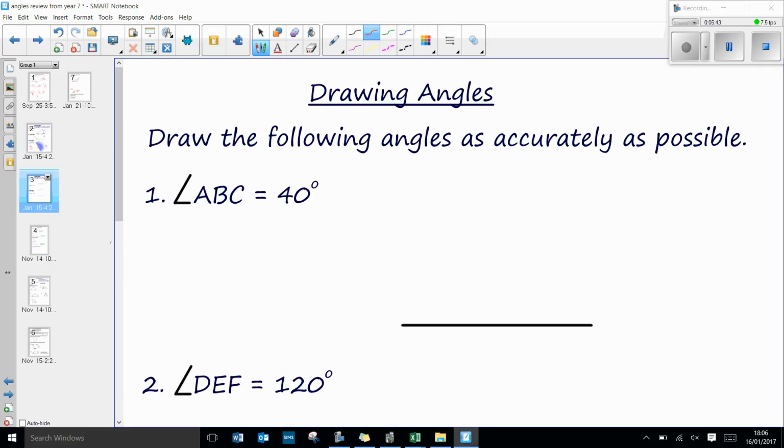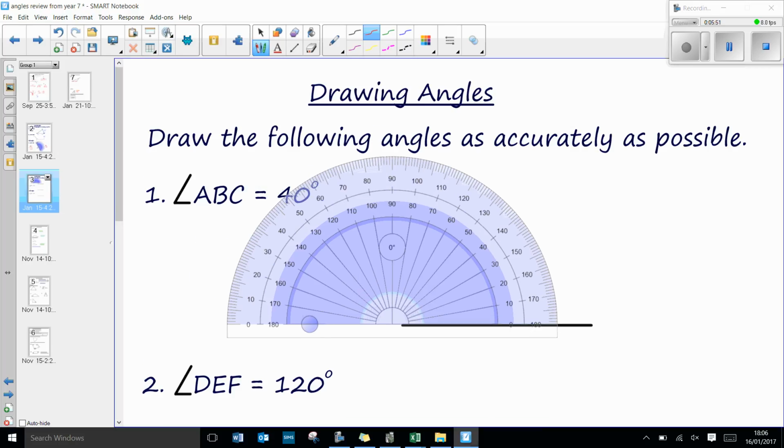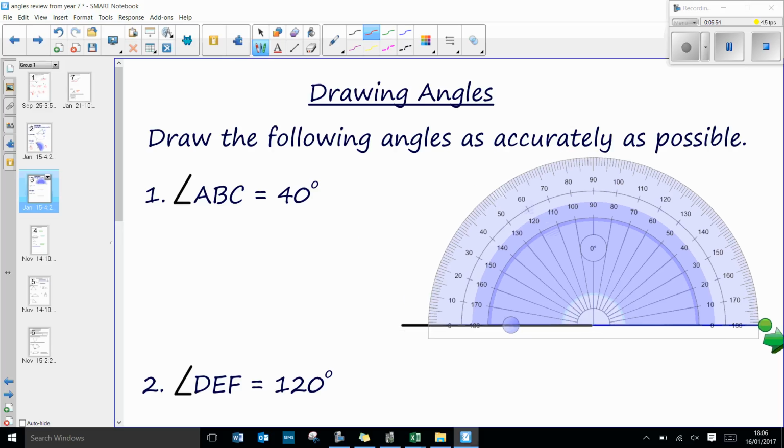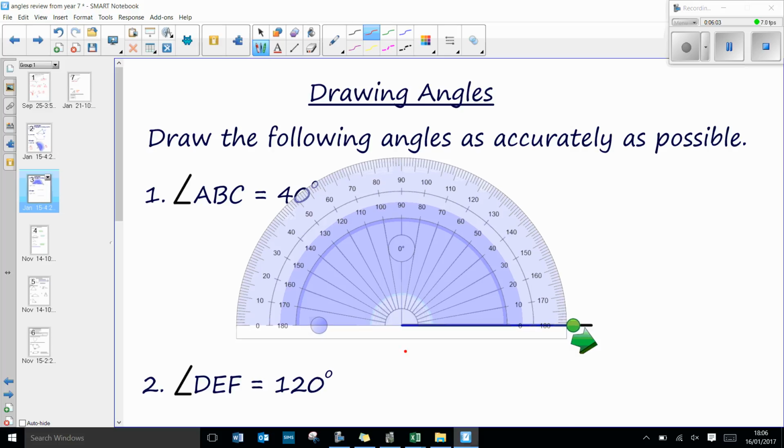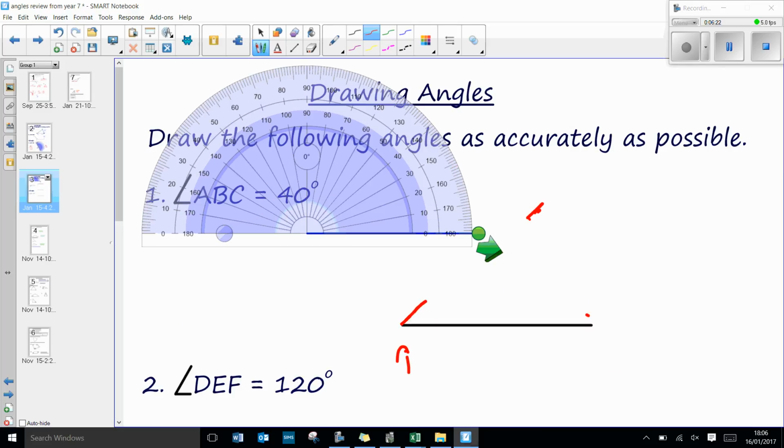Drawing angles. Again, we need our protractor. So it doesn't matter on which side of the line that you have your protractor. I just choose to have it on this side. So again, make sure that the target part of the protractor is on the end of the line accurately. We're measuring 40 degrees, so this is where 0 is. We're following up to where it says 40, and that gives us that mark there. You would then move the protractor and join it up with a straight line. Obviously you would use a ruler for that.